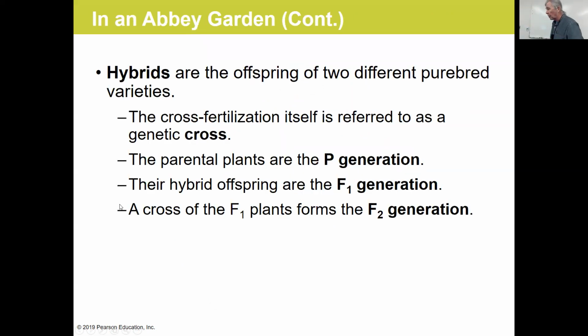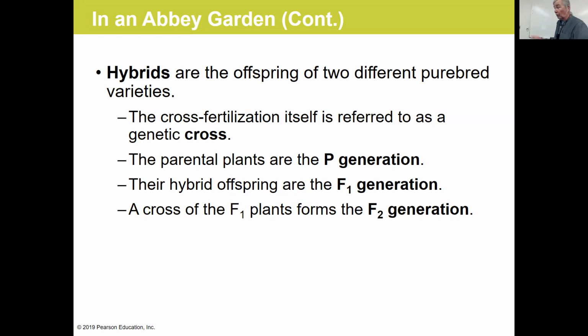So hybrids are the offspring of two different purebred varieties. The cross-fertilization itself is called a genetic cross or monohybrid cross. Hybrid means they differ in the characteristic, and mono means you're looking at one characteristic, one character. Later on, we'll look at what's called a dihybrid cross. We'll look at two characters at the same time. But this is a monohybrid cross.